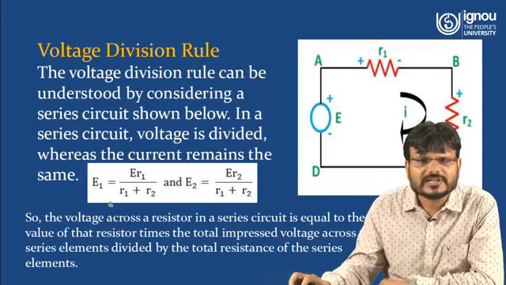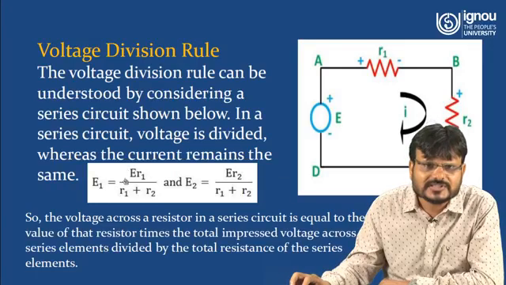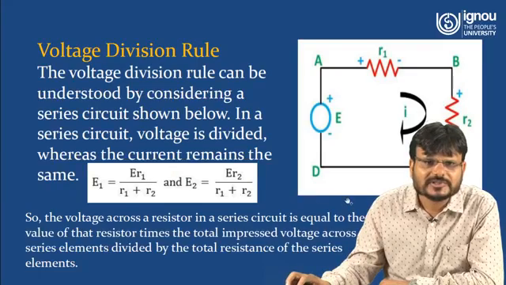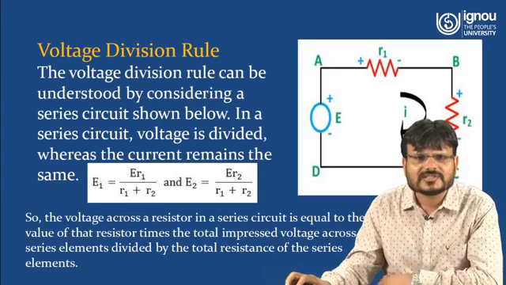So E1 can be calculated like this: E R1 upon R1 plus R2. Basically this is a current. So what is the total current of this particular branch? E upon R1 plus R2. So this E upon R1 plus R2 is the current, just multiplied by this resistance R1. So it will be the voltage E1 across resistance R1.